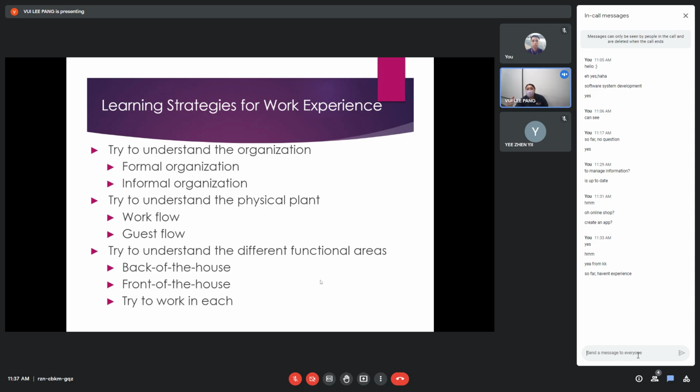So working in the hospitality industry, back of the house, front of the house, you need to try to work in each. It's all related, like food and beverage in the hotel, they have the point of sale system. Housekeeping, and then the front office, check in, check out. So as you work in the hotel industry, you need to understand the different functional areas.